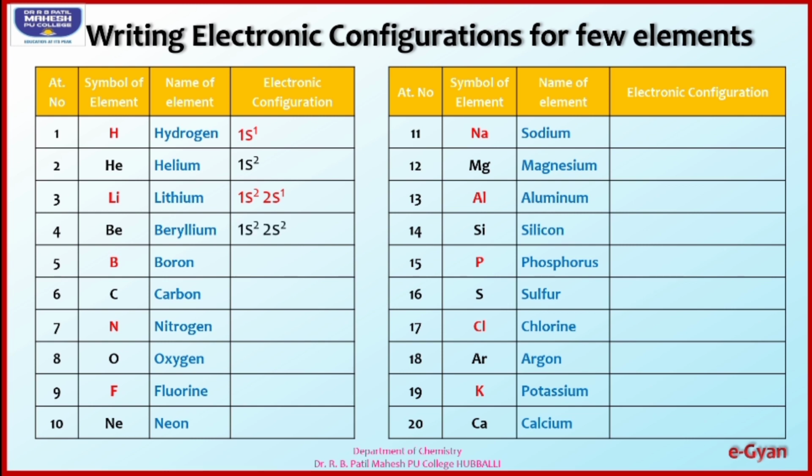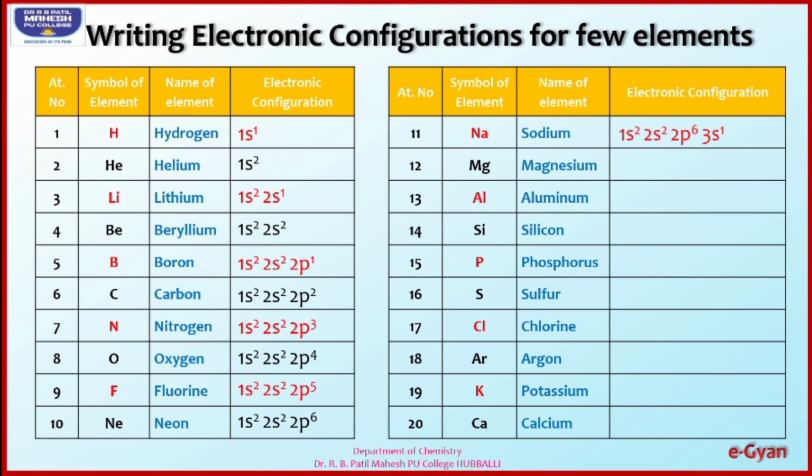Beryllium, atomic number 4, means number of electrons are 4. Electronic configuration is 1s2 2s2. Boron, 5 electrons, 1s2 2s2 2p1. Similarly, carbon, nitrogen, oxygen, fluorine, neon, which is having total 10 electrons, 1s2 2s2 2p6.